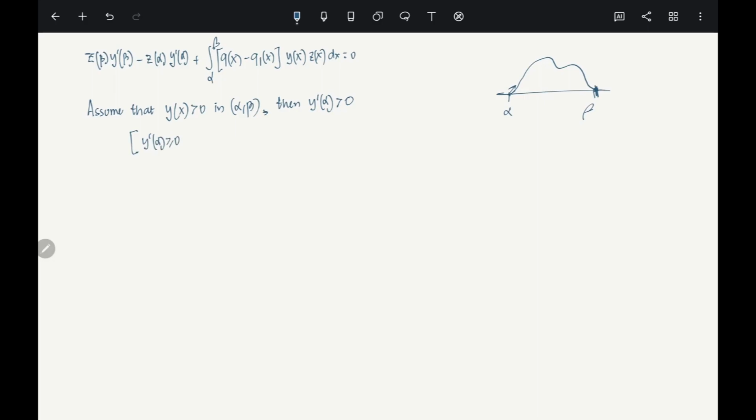But that is not the case. y'(alpha) has to be strictly greater than 0. Why? Because if y'(alpha) is 0, and it is also given that y(alpha) is 0, that is our assumption, that will imply y(x) is identically equal to 0. This is Picard's existence and uniqueness, right?